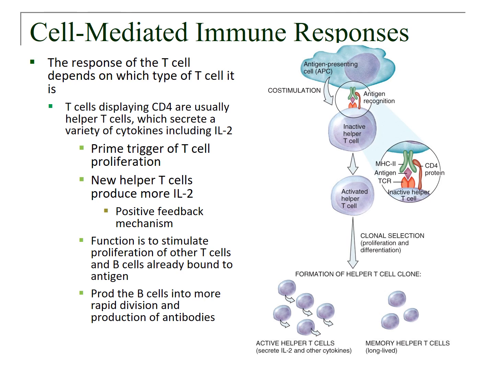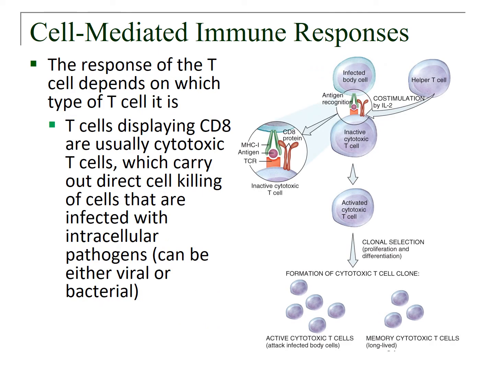And so what these active helper T cells will do is they'll stimulate cytotoxic T cells, and they'll also stimulate B cells into more rapid division and have them produce a lot more antibodies. And as usual, you're going to see some of them held back as memory cells. So basically the helper T cell helps the other cells of the immune system do their function. That's how it actually gets its name.